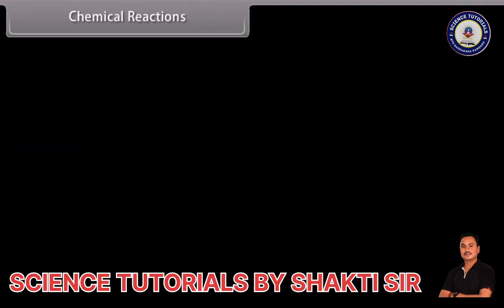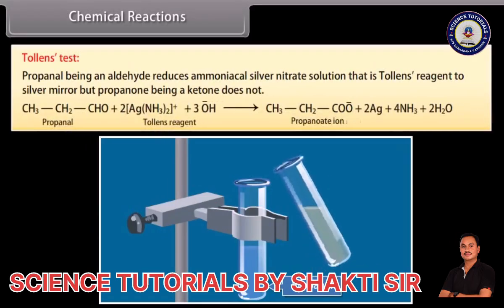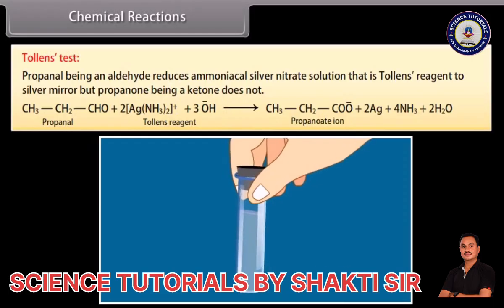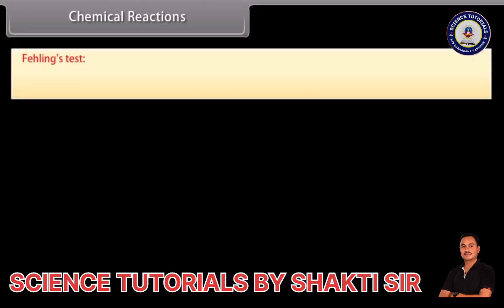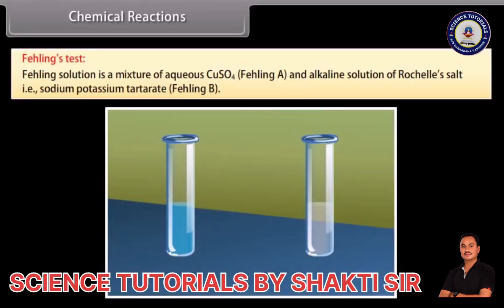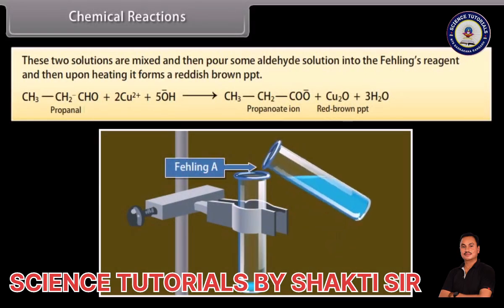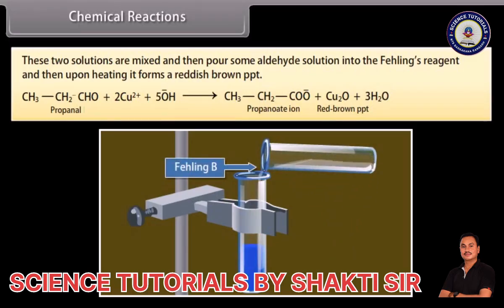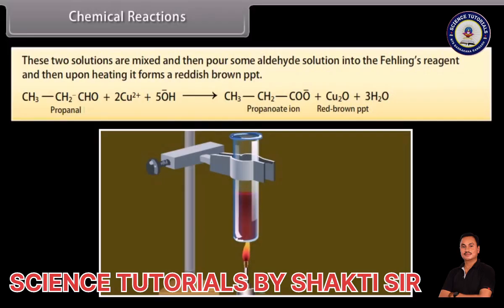Chemical reactions. Tollens test. Propanal, being an aldehyde, reduces ammoniacal silver nitrate solution, that is Tollens reagent, to silver mirror, but propanone, being a ketone, does not. Fehling's test. Fehling solution is a mixture of aqueous copper sulfate, Fehling A, and alkaline solution of Rochelle's salt, that is sodium potassium tartrate, Fehling B. These two solutions are mixed and then some aldehyde solution is poured into the Fehling's reagent, and then upon heating it forms a reddish brown precipitate.